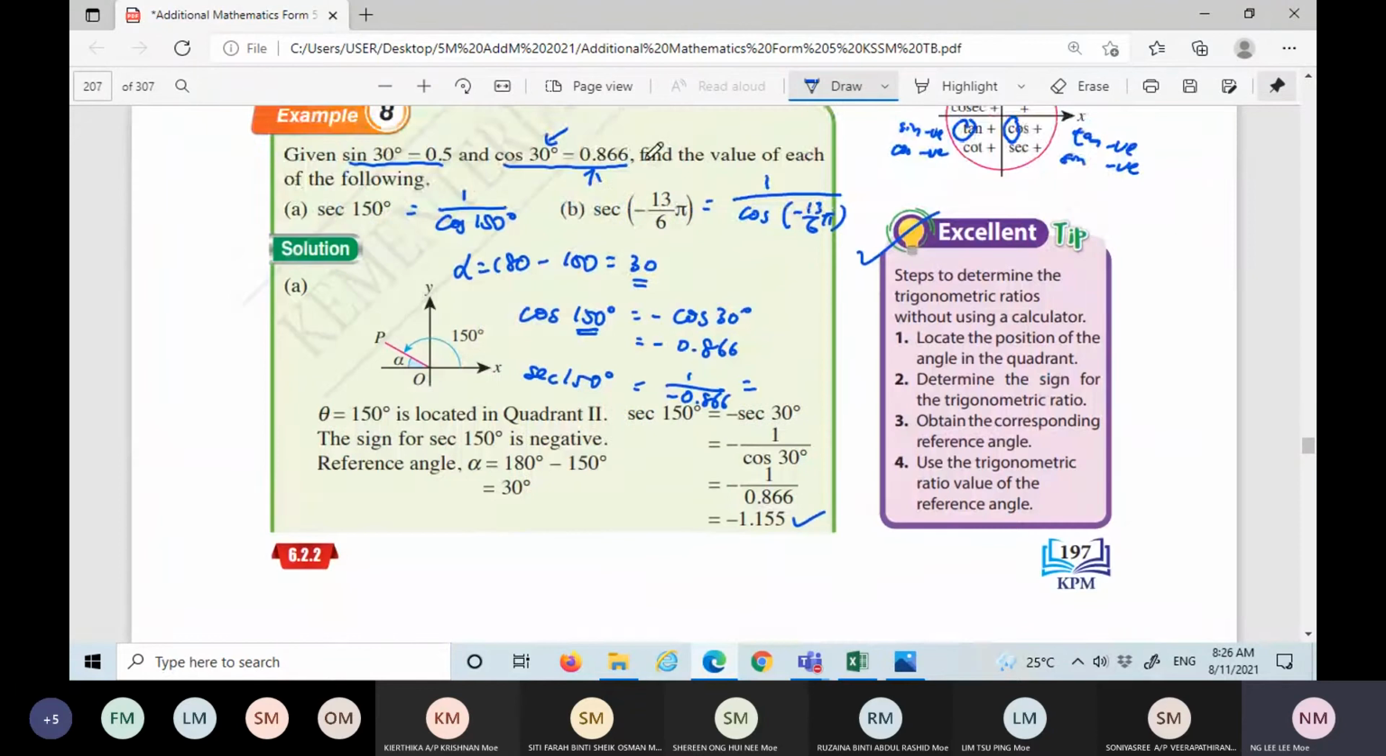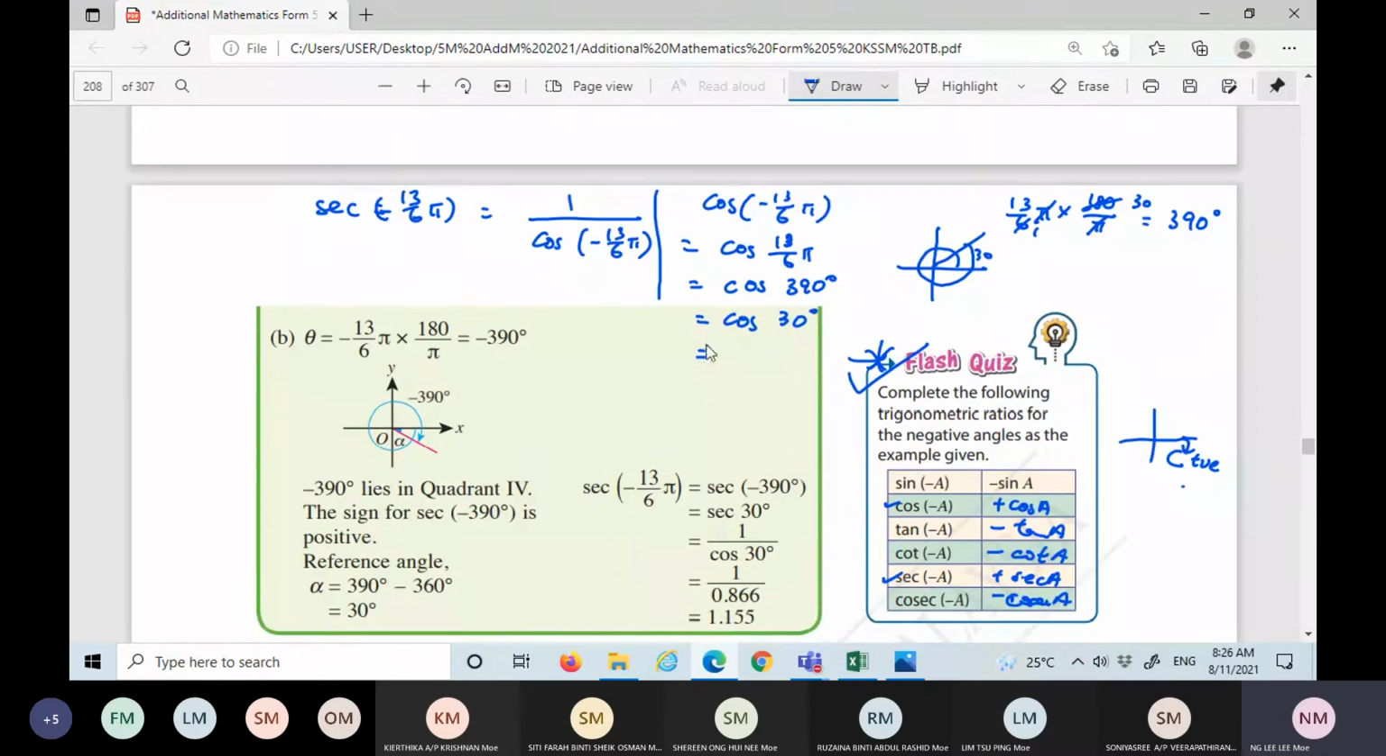Okay, cos 30 is given as 0.866 in the questions. So 0.866 done. Then come back to the second. So it's 1 over 0.866. Then this is the answer.